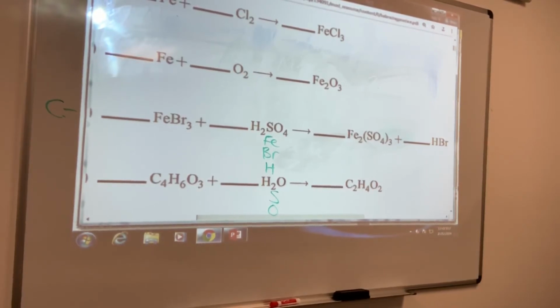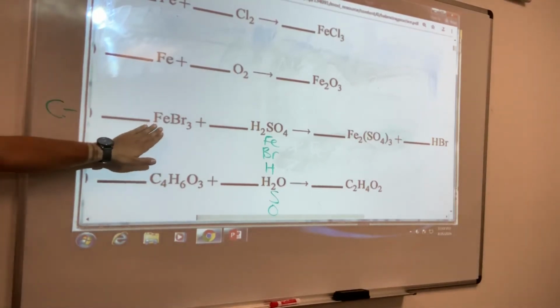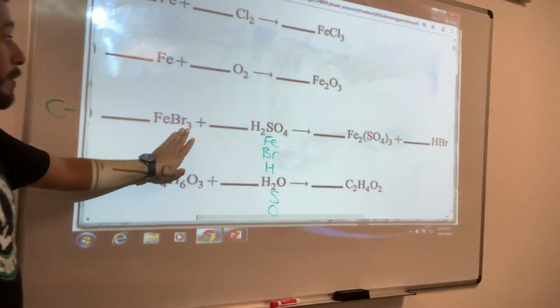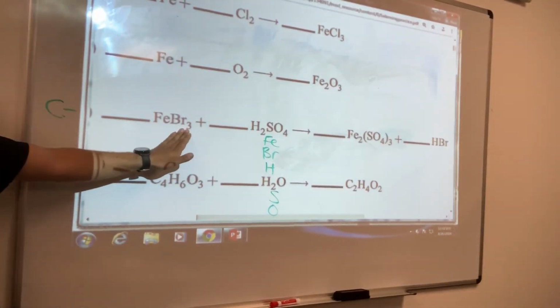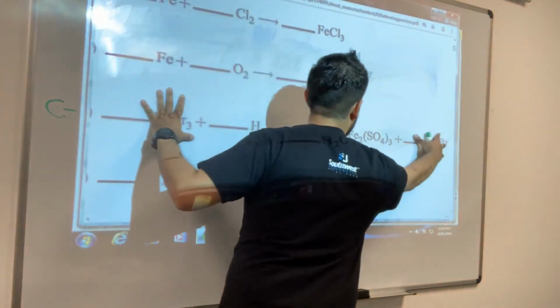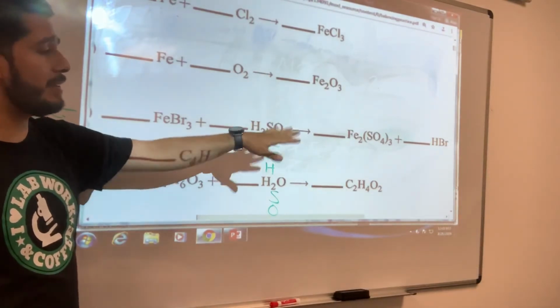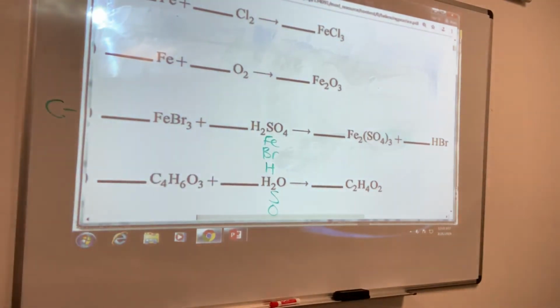What's the first rule? Whatever occurs by itself on both sides, balance last, and nothing is by itself. Whatever occurs only once on both sides, we gotta balance first. Is iron once in both sides? Yes. The iron is here and iron is here, right? So that's good. Is bromine once in both sides? Yes, it's once. It's only on this compound and it's only on this compound. Hydrogens? Yeah, right. What about sulfurs? Yeah. And oxygens? Yeah. Right.